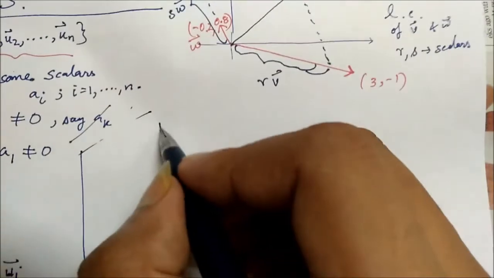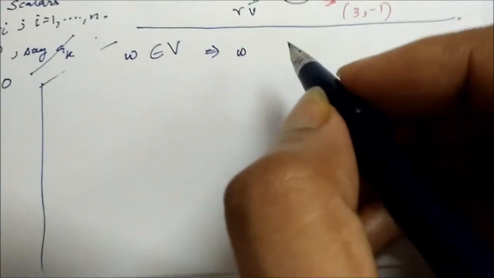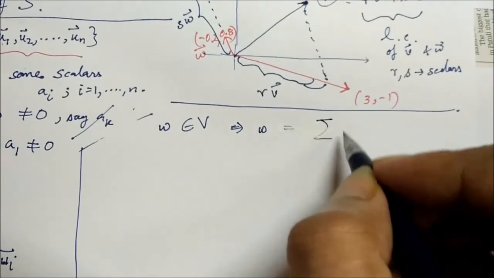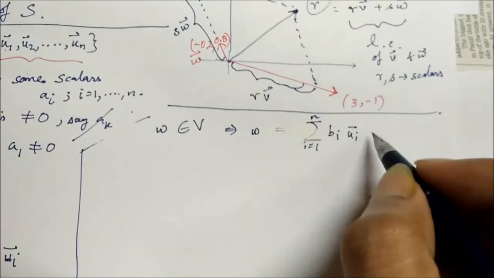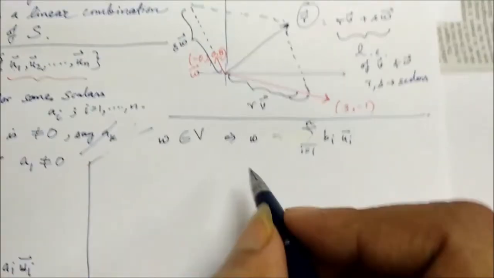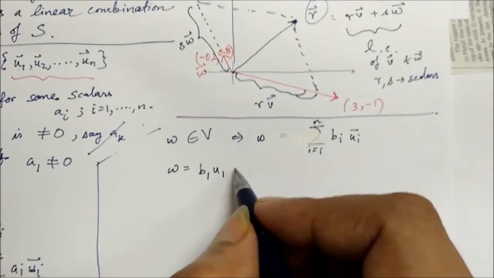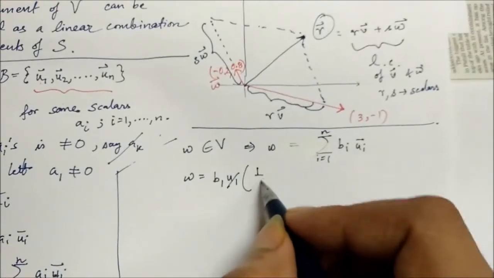Let w be any vector in V. What does it mean? w can be expressed as a linear combination of these vectors. To write it in general, it can be written as the summation of bi ui, where i ranges from 1 to n, for some scalars b1, b2 to bn. Now, what is this ui? Ui is changed now. So w is now b1 u1. In place of u1, what shall we write? We write this big thing.